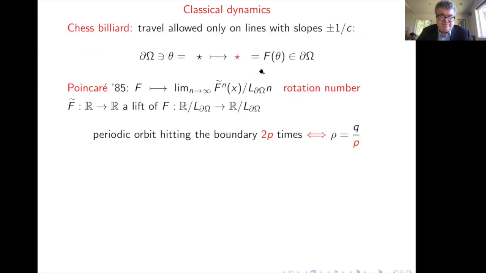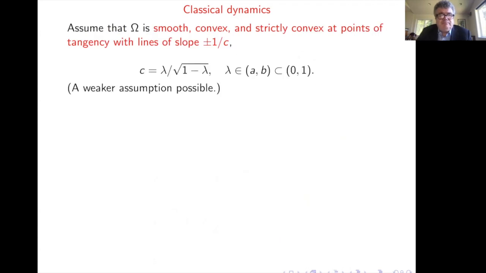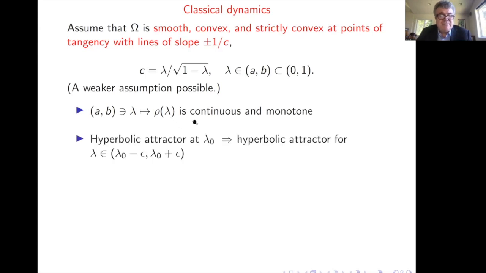Even in my picture of devil's quarry, as you can see, my lambda here was not going from 0 to 1, but from 0.2 to 1. There's a weaker assumption that's a little more technical to formulate, so I will not state it. As I said, it's essentially classical that this function is continuous and monotone, and that you have a hyperbolic attractor of lambda naught.